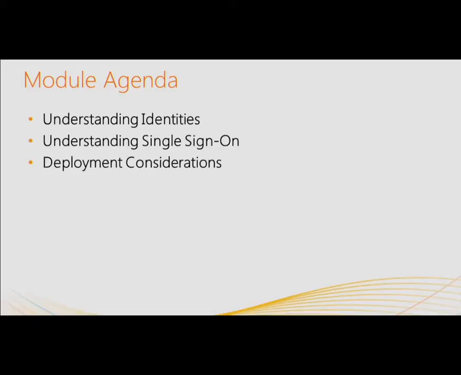Let's start this new module about single sign-on in Office 365. What we will do now is just understanding identities with Office 365 and a local infrastructure. We will understand how single sign-on will work, and we will also have many demos in this particular module about how to deploy single sign-on inside our organization. And then we will have a short area about deployment considerations. So some suggestions, what you need to check, experience about deployment, and so on.